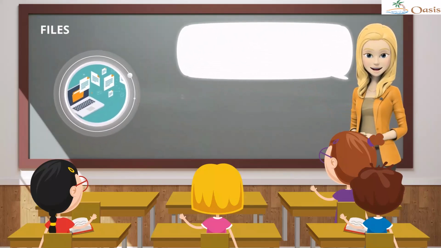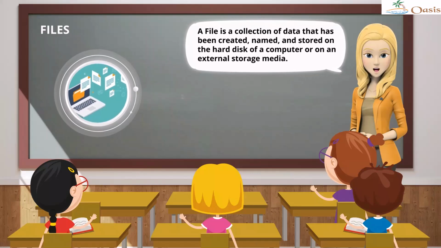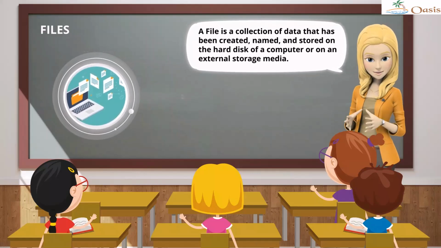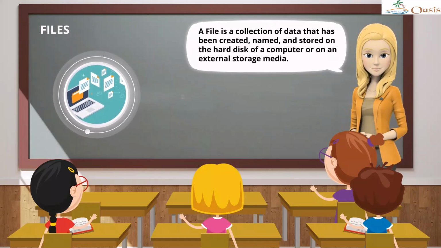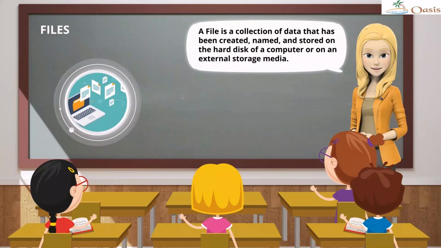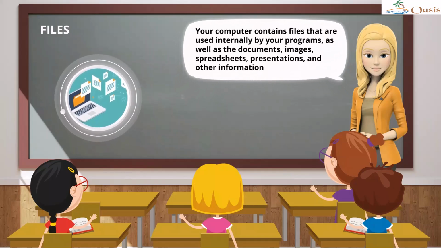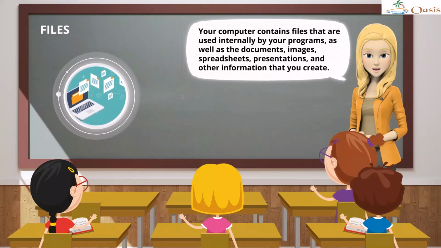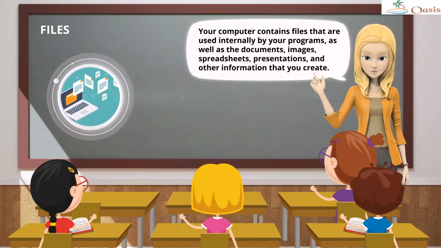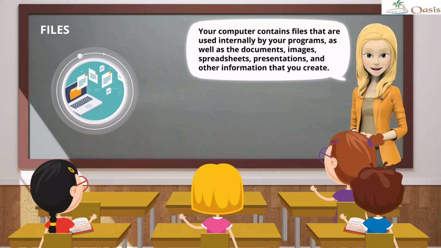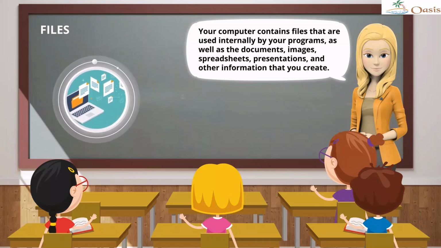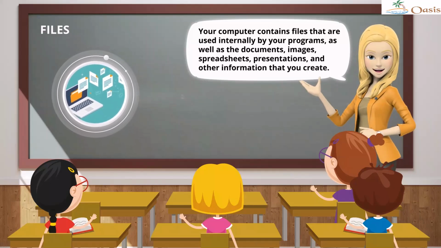Files. A file is a collection of data that has been created, named, and stored on the hard disk of a computer or on an external storage media. Your computer contains files that are used internally by your programs as well as the documents, images, spreadsheets, presentations, and other information that you create.